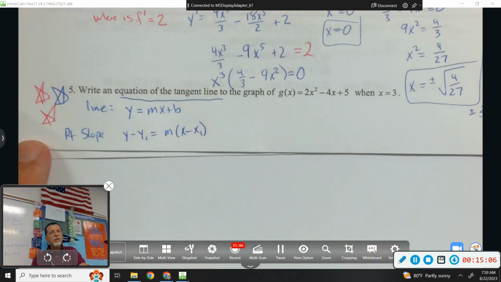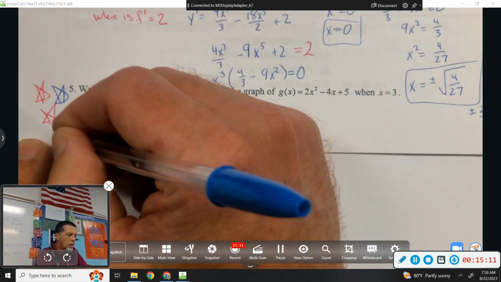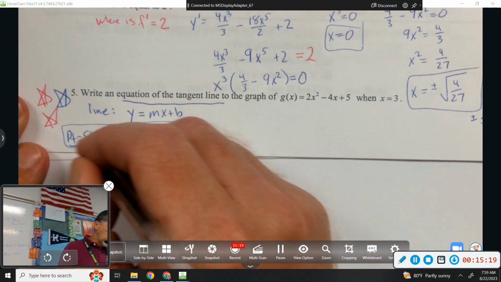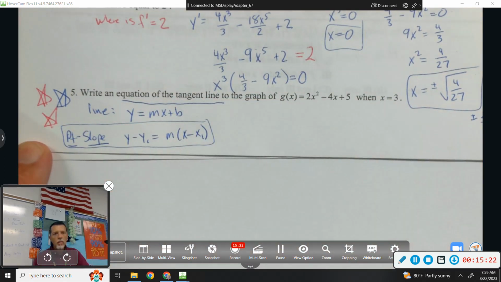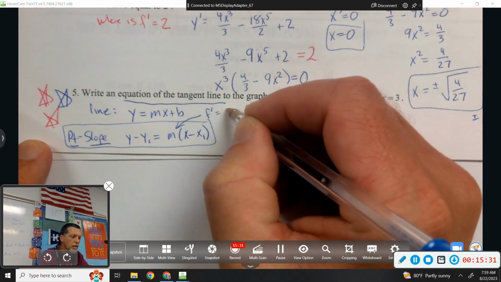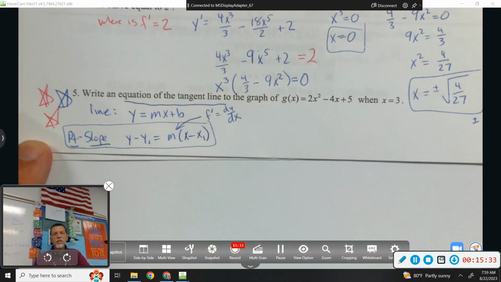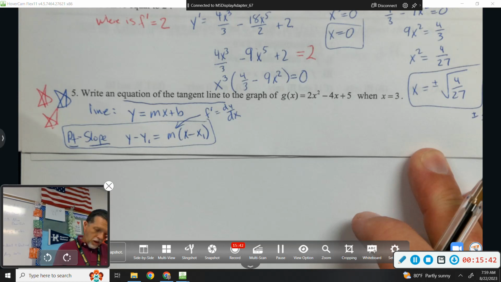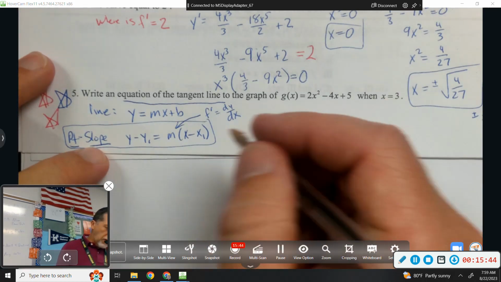Because you don't need b to write that form, you just need the point and a slope, hence the name point-slope form. So if you can find a point and find a slope, then you can use point-slope form. And to find the slope, they usually give us the point. Slope, we know, is the same thing as derivative. So it's yet another way to get you to find a derivative. Okay, so I need a point and a slope if I want to write a tangent line.